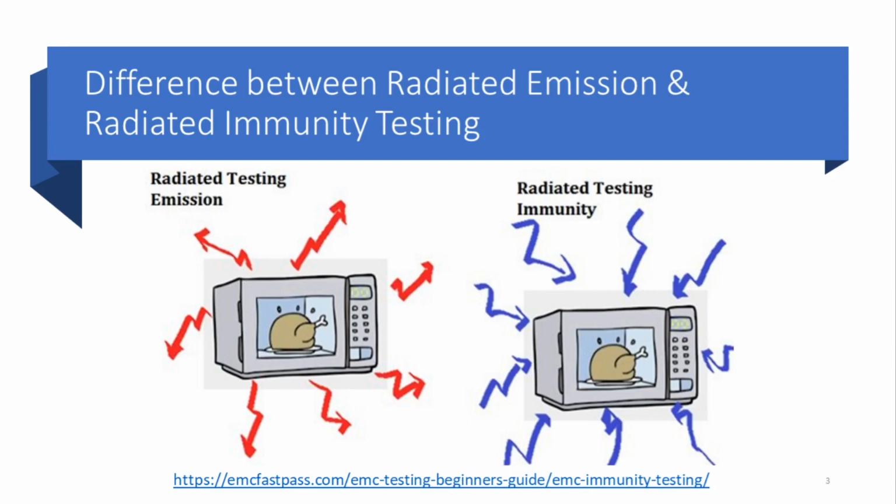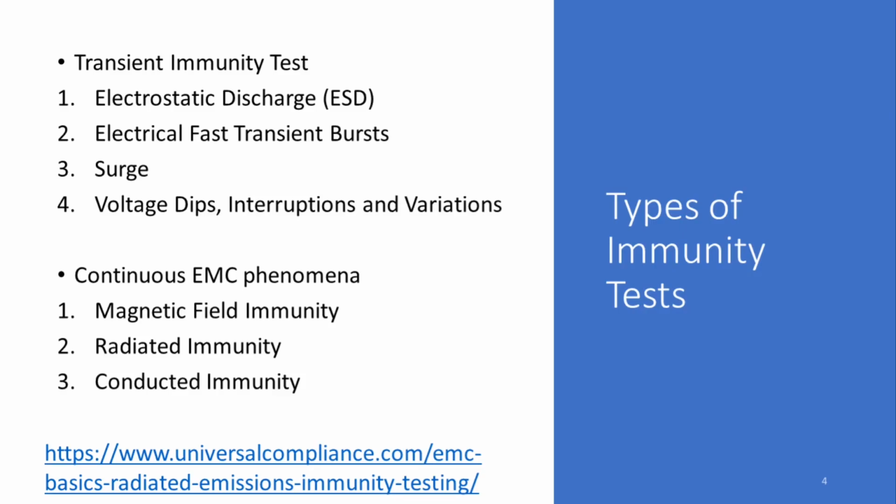So, the transient immunity tests that we would be looking at in this particular lecture are of four major types: the electrostatic discharge, the second electrical fast transient bursts, surges, and the fourth is the voltage dips, interruptions, and variations. The others, of course, are the continuous EMC phenomena immunity tests, which we'll be looking at in the next lecture. So today we'll be talking of transient immunity tests.